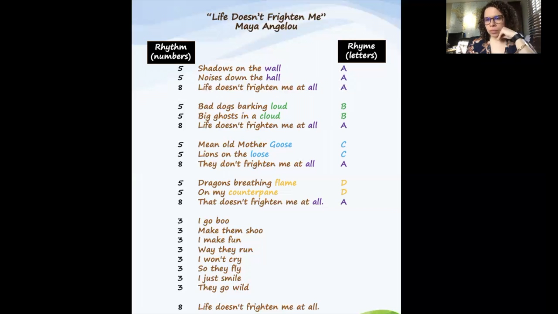Boo and shoo, they rhyme and are totally new rhymes. Fun and run, they rhyme and are totally new rhymes. Cry and fly, rhyme and totally new. Smile and wild, they actually rhyme. That's one of those slant rhymes I was talking about. Those are going to be new letters. So we have E, E, F, F, G, G, H, H. All in our last stanza, all by itself, rhymes with our very first one. We're going to have an A.